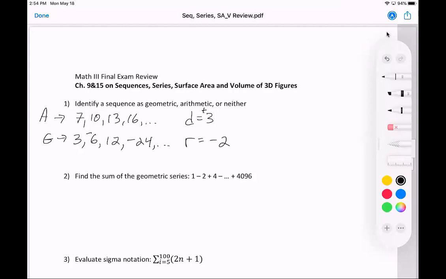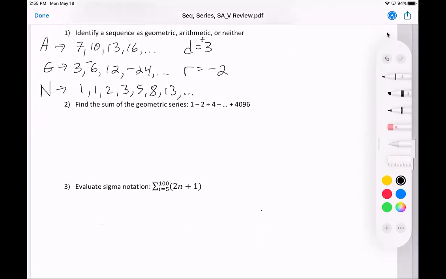An example of something that's neither, maybe this one. Now there is a pattern for this one, but you're not adding a common difference and you're not multiplying by a common ratio. So this is neither an arithmetic sequence nor a geometric sequence. This is a special sequence called the Fibonacci sequence, but it's not arithmetic and it's not geometric. It's kind of a recursive sequence. So we'd like you to know that information.